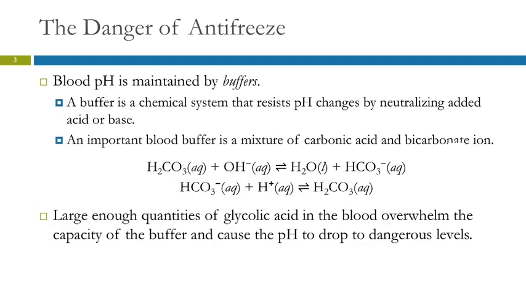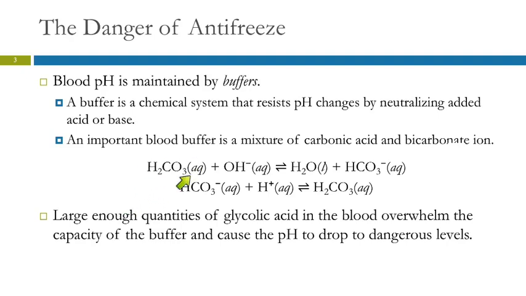So how does your blood maintain its pH? It does so by the use of buffers. And we'll be learning a lot about buffers in this chapter. A buffer is a chemical system that resists pH changes by neutralizing added acid or added base. So in your blood, one of the important buffer systems involves carbonic acid and bicarbonate ion.